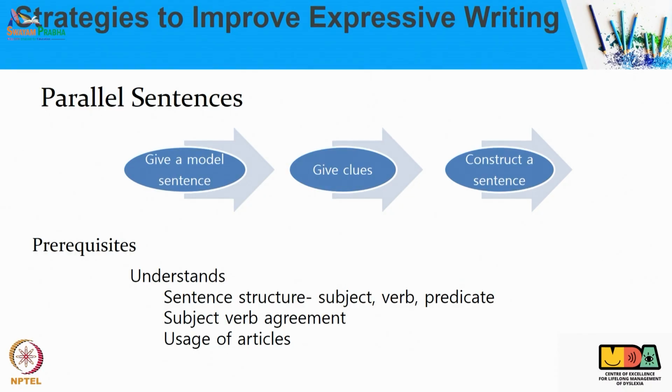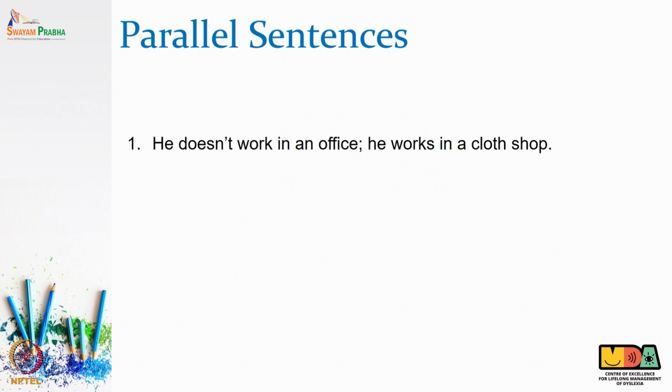Another strategy to help the child to improve his sentence writing ability. This is called as parallel sentences, where a model sentence is given and few clues are given to the child to make the correct sentence. The child must have become proficient enough to understand the subject verb agreement and the syntax and article usage for the child to write the correct sentence.